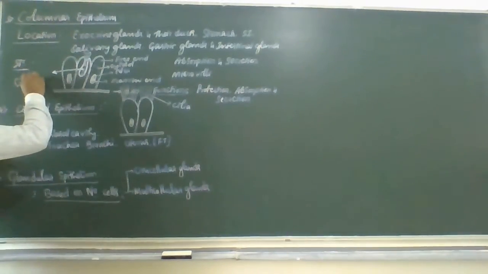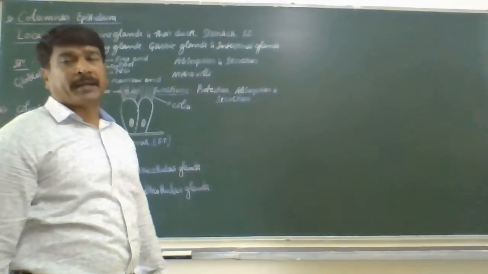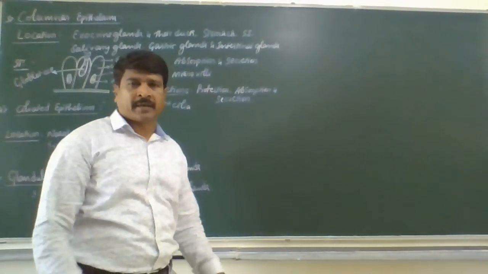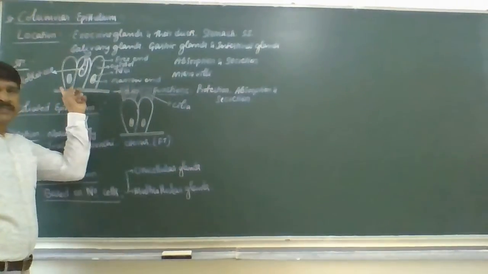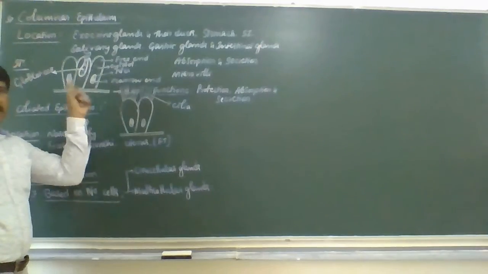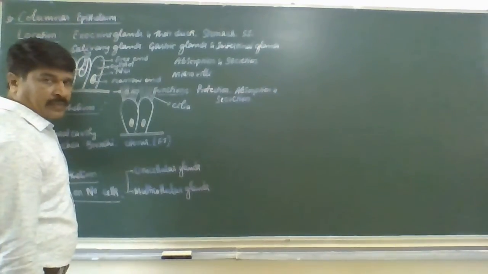We can take the example of the goblet cell. It always secretes an alkaline mucus. Clear? So, in a layer of cells, only one cell is involved for the secretion. Then it is called a unicellular gland. Example: goblet cell. I think you're getting it.